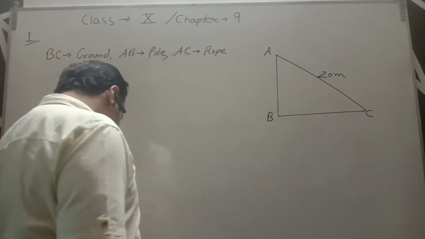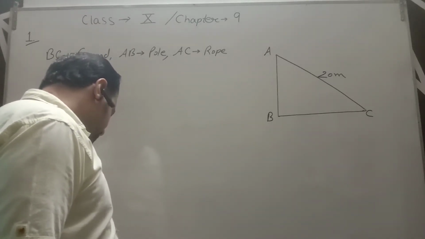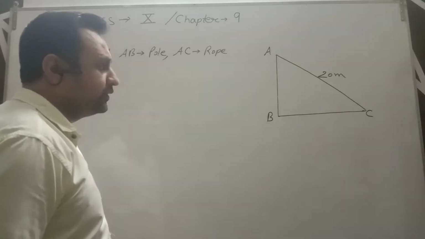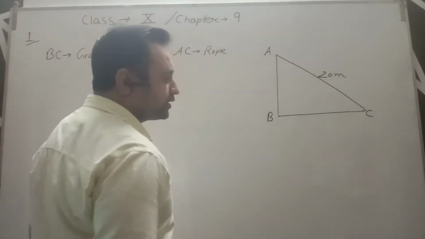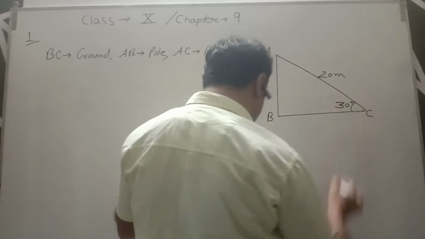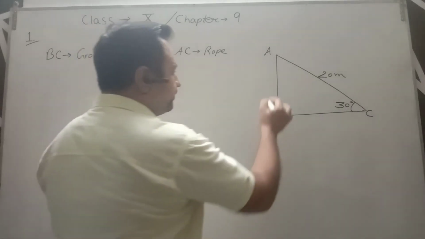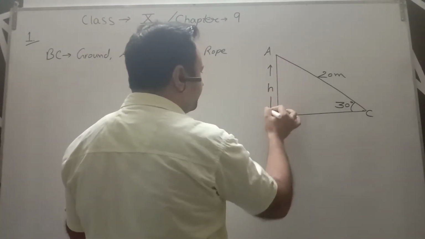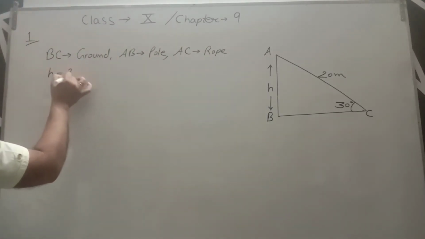and it is also given that the angle made by the rope with the ground level is 30 degree. So this angle is 30 degree and we have to find out the height of the pole. So we have to find out h.